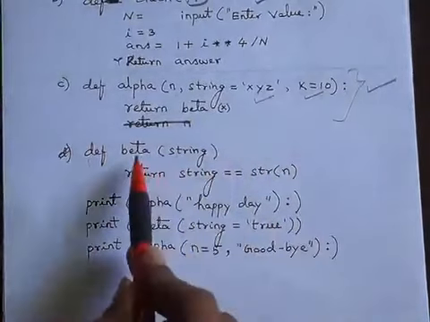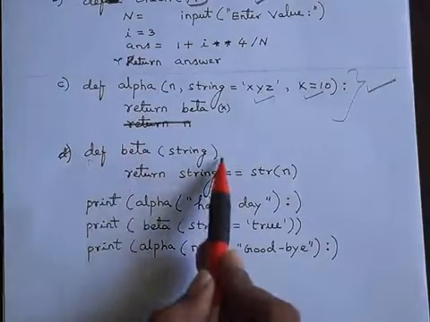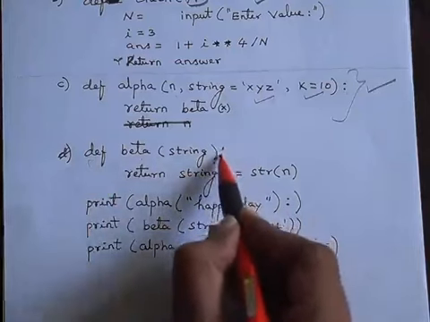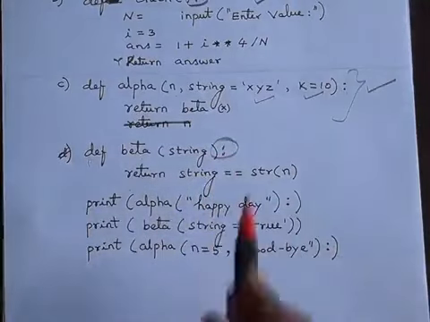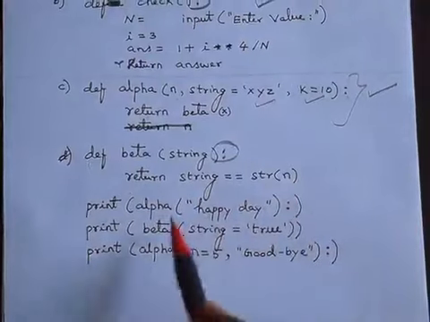And now you see beta function. Before that you have to give def, and at last you have to give, yes, here what is missing? Yes, colon is missing. Okay, done. Then return something. Okay, so no problem.